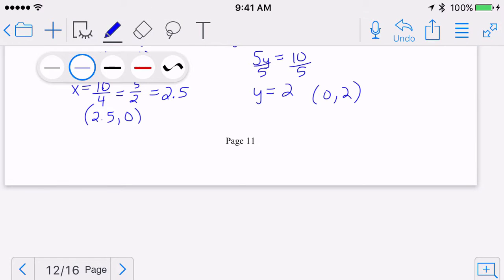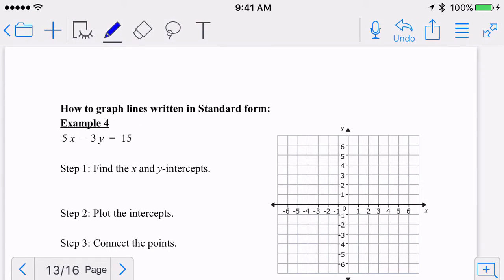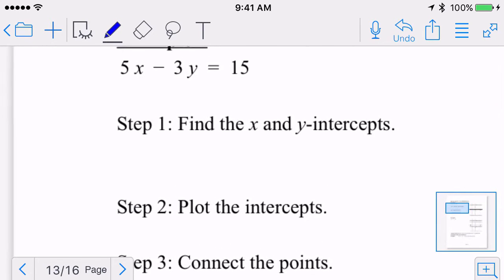Our next page, what we're going to do now then is graph the equations written in standard form. So same idea. We're first going to find the x and the y intercepts, and then we're going to plot them and connect the dots. So finding the x and y intercepts for 5x minus 3y is equal to 15.